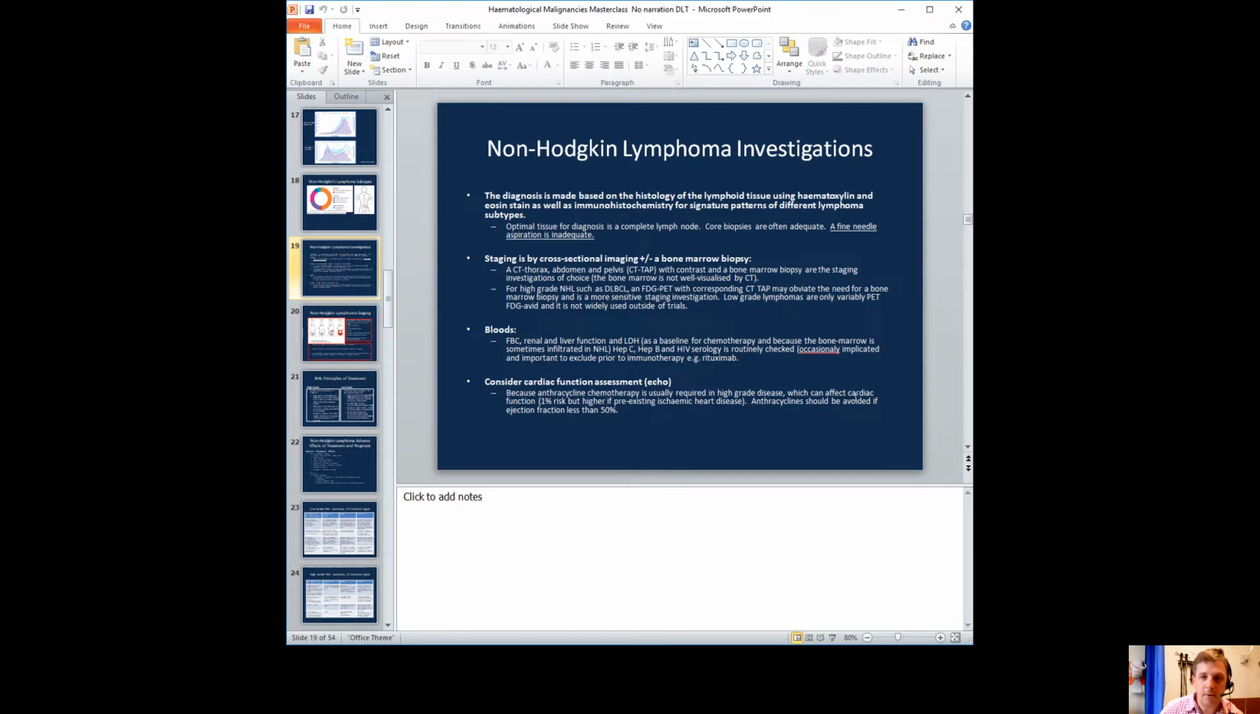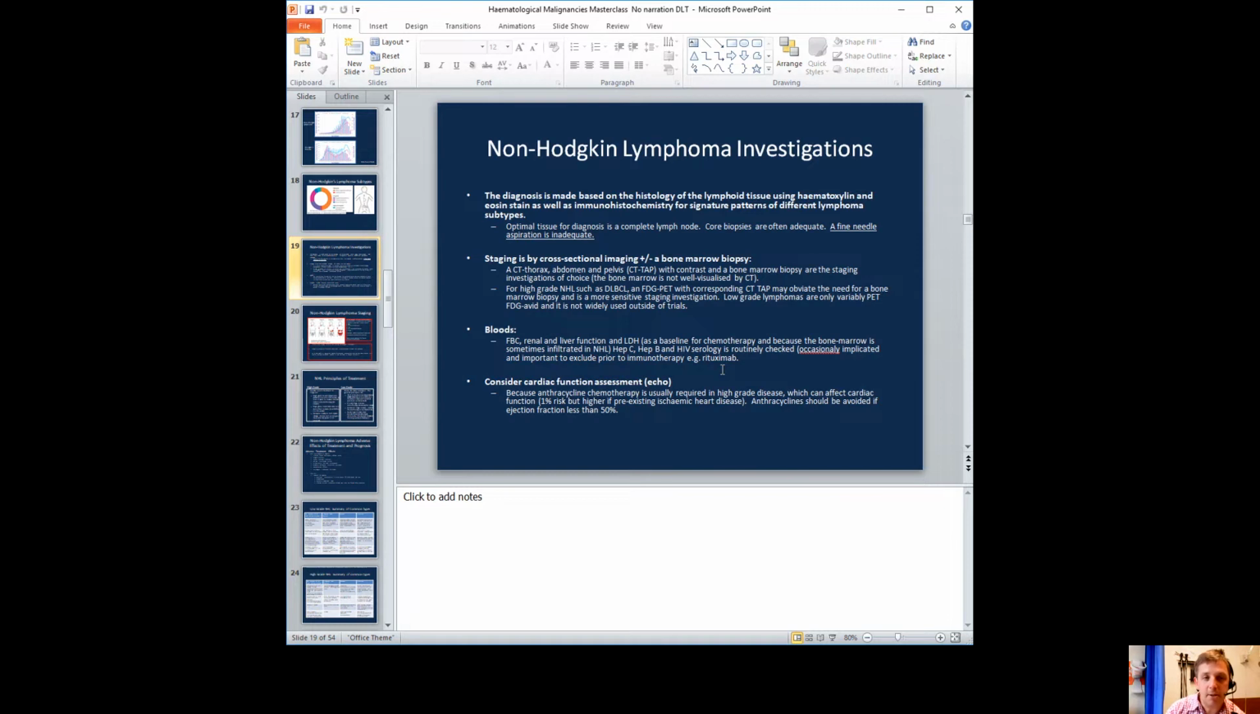Hodgkin lymphoma, we would normally always try and do a PET scan at the beginning and then after a couple of cycles of treatment. Non-Hodgkin's high-grade lymphoma, we try and do a PET scan at the beginning to see where the disease is, and at the end of the treatment, maybe sometimes with a normal CT in the middle, just to see if it's responding well. But for low-grade lymphomas, we tend to do a CT scan, a CT thorax, abdomen, and pelvis alone, without a PET scan, although that might change in the future.